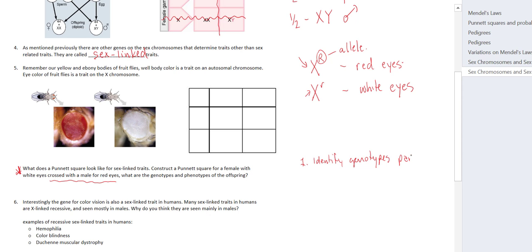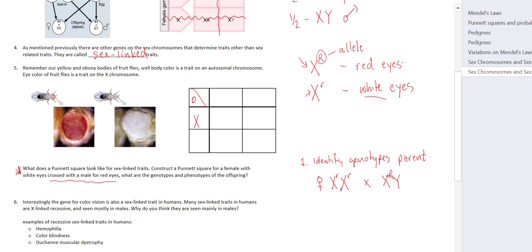So it says a female with white eyes. So the female is white. She has to be both X's. And because she's white, which is homozygous recessive, because white is recessive to red, her genotype would be big X little r, big X little r. Crossed with a male that is red eyes. Well, a male is XY, so he has only one X chromosome, and if he has red eyes, then it is capital R. All right, so we can fill in our gametes in the table up above.